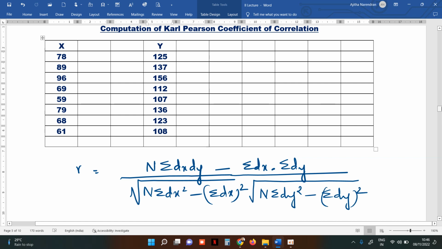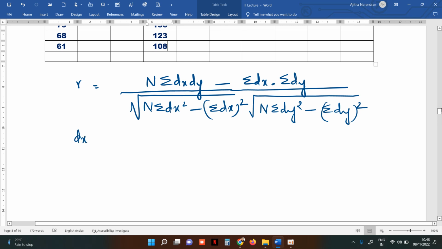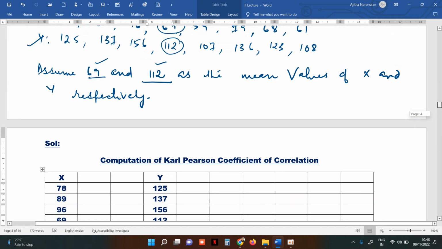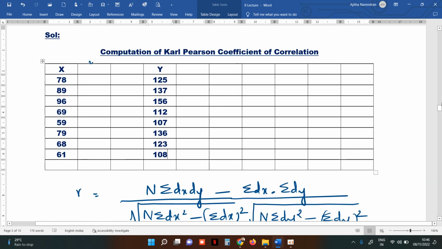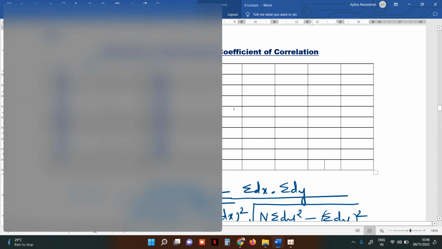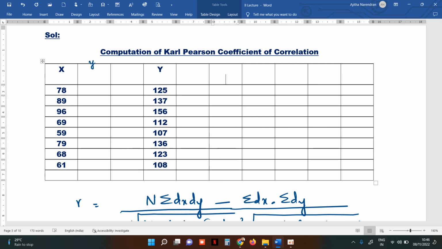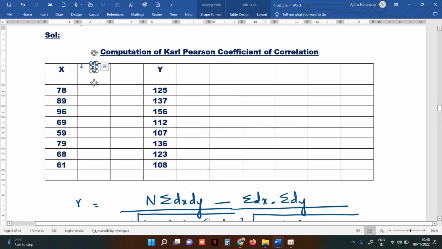So now first we have to find out dx, which is equal to x minus a. Here the value of a is 69 for x, right? And for dy we are going to take y minus a, and a for y is 112. Okay, we have those values here, 69 and 112. So first we will find out small y, right? I'll just make the column a little bigger.